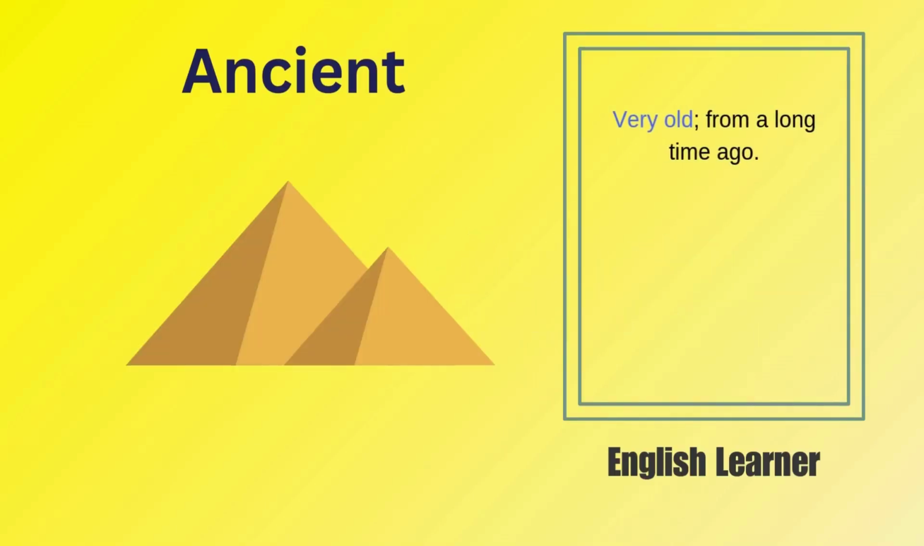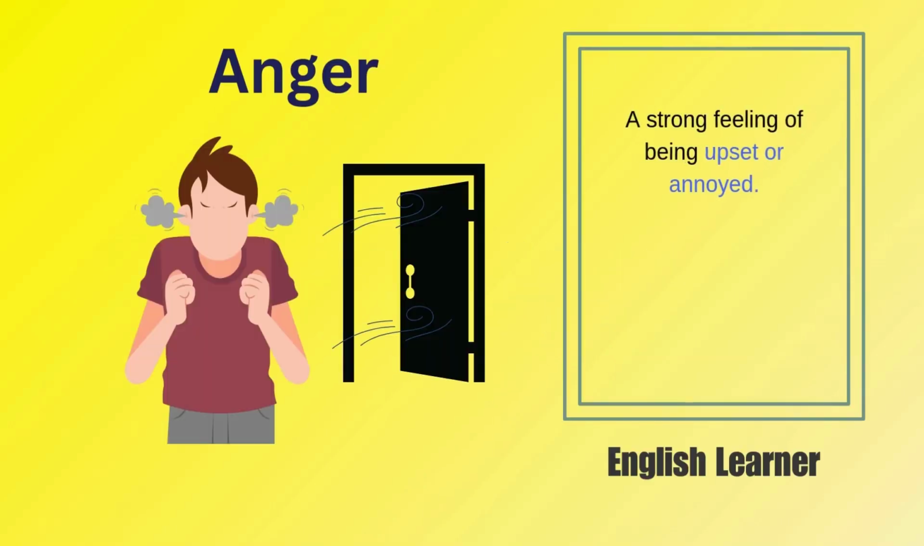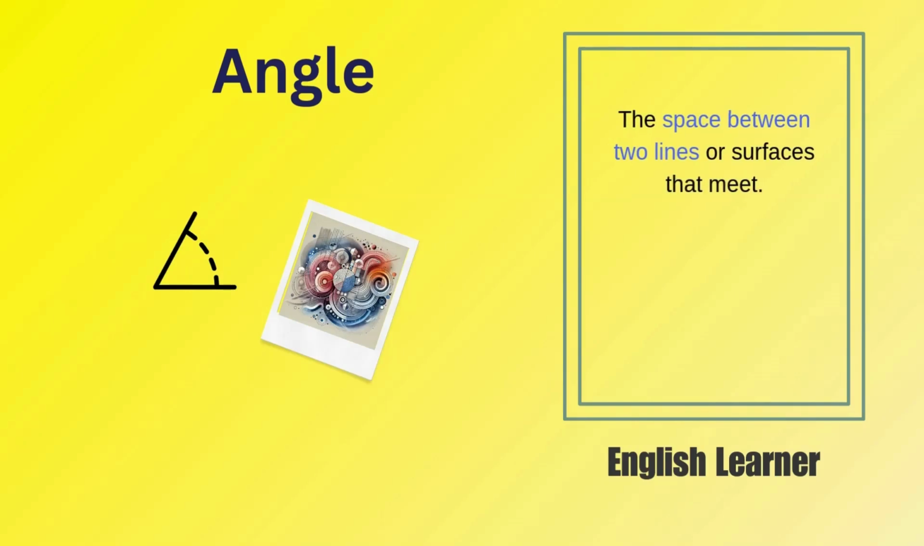Ancient. Very old, from a long time ago. Example. The pyramids in Egypt are ancient structures. Anger. A strong feeling of being upset or annoyed. Example. His anger showed when he slammed the door. Angle. The space between two lines or surfaces that meet. Example. The picture was hanging at a strange angle on the wall.